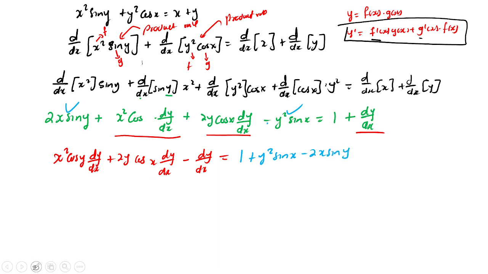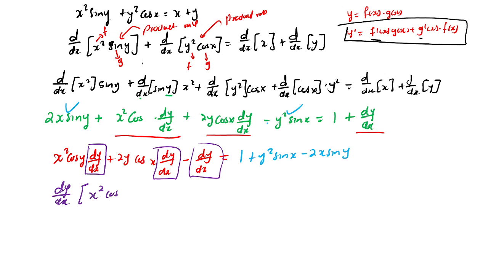plus y squared sine x, and then minus 2x sine of y. What we're going to do now, we're going to take the common factor of dy over dx. So dy over dx is going to be, we take it out, what is left is x squared cos of y plus 2y cos x minus 1, which is equal to 1 plus y squared sine x minus 2x sine of y, right? And then we divide both sides by all of this that you see here.